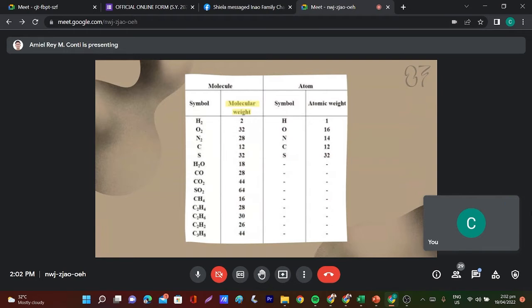This is the table of samples of commonly used elements: hydrogen, oxygen, nitrogen, carbon, and their molecular weight and atomic weight.